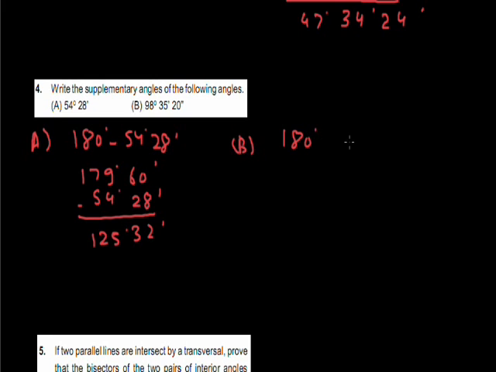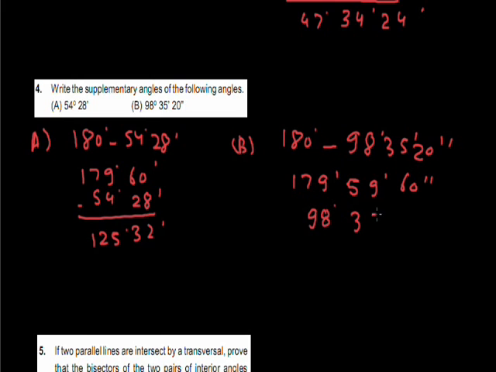Similarly for B, we have to subtract 98 degree 35 minutes 20 seconds from 180 degree, which can be written as 179 degree 59 minutes and 60 second, minus 98 degree 35 minutes and 20 second. After subtracting, we get the result as 81 degree 24 minutes 40 seconds.